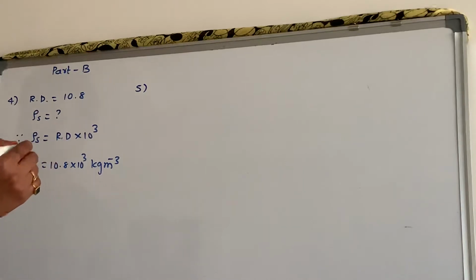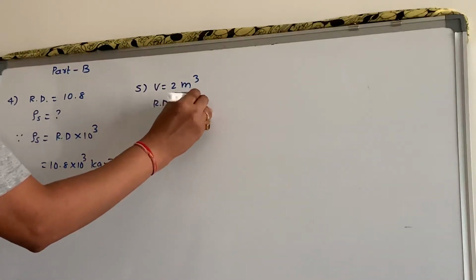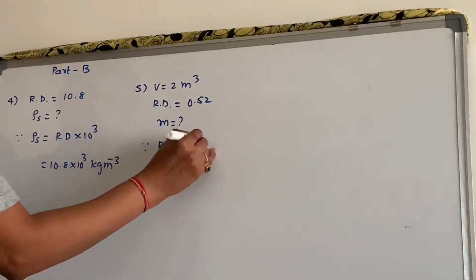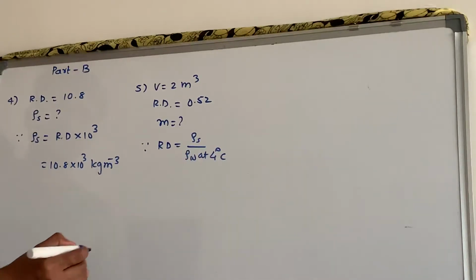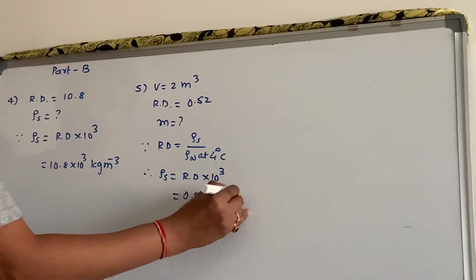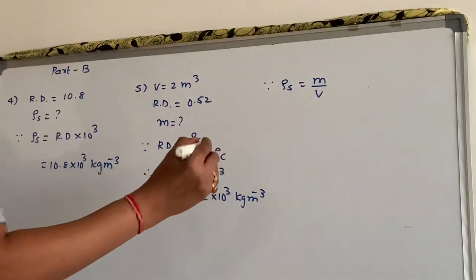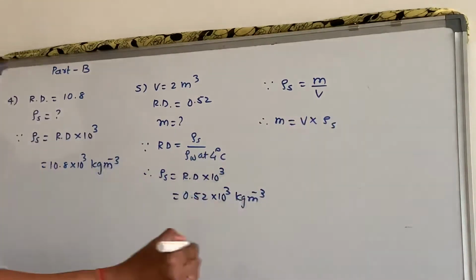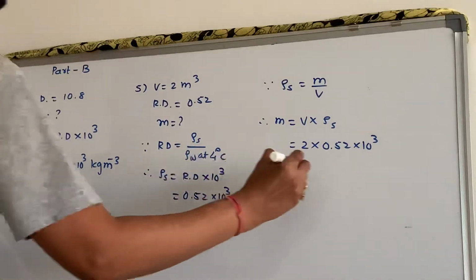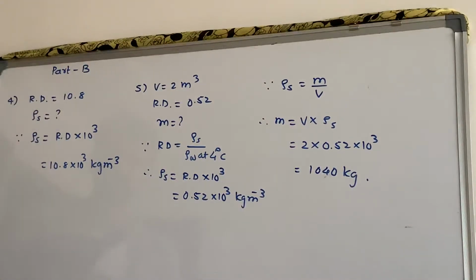Mass of a body whose volume V is given as 2 meter cube. Rd is given as 0.52 and they want mass. First of all, Rd is equal to density of substance upon density of water at 4 degrees Celsius. So I can write here density of substance is equal to Rd into 10 raised to 3. So 0.52 into 10 raised to 3 kilogram per meter cube, which is the density of substance. Now since density of substance is mass upon its volume, mass of body is volume into density of substance. This is 2 into 0.52 into 10 raised to 3. If you multiply, this comes out to be 1040 kg. That will be the mass of the body.